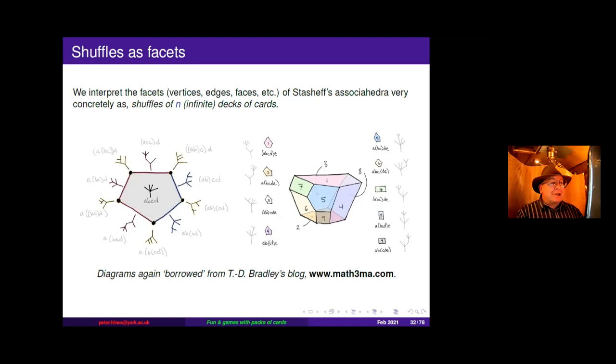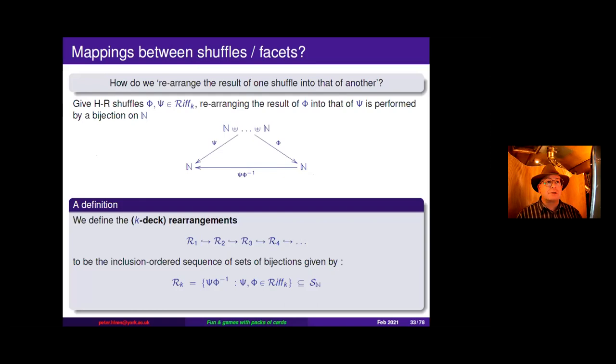And moving on from here, this brings us to the question of how do we rearrange the result of one shuffle into that of another? So if we're given hierarchical riffle shuffles, we can rearrange the result of one into the other quite simply, because these are simply bijections. So we take the inverse of one and apply the other instead. And we're going to define the rearrangements, the K-deck rearrangements.